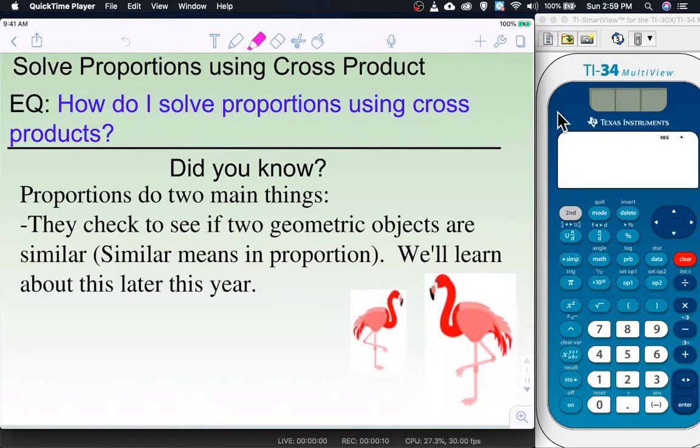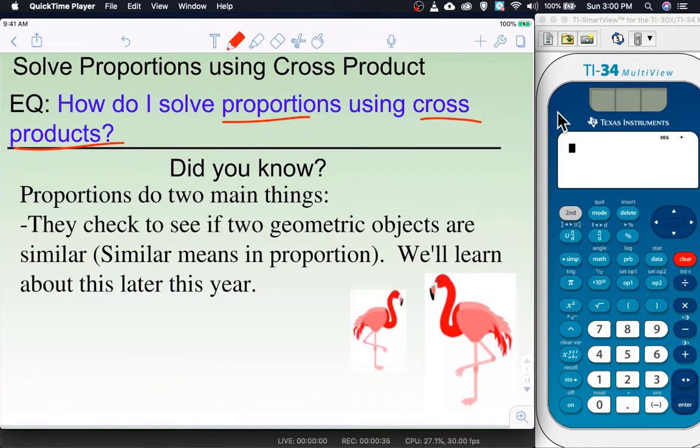So you may remember doing cross multiply in 7th grade. This is going to be a little bit more advanced than that. We're going to take it a step farther than some of the proportions you probably remember seeing in 7th grade. The essential question says, how do I solve proportions using cross products? That's cross multiply.